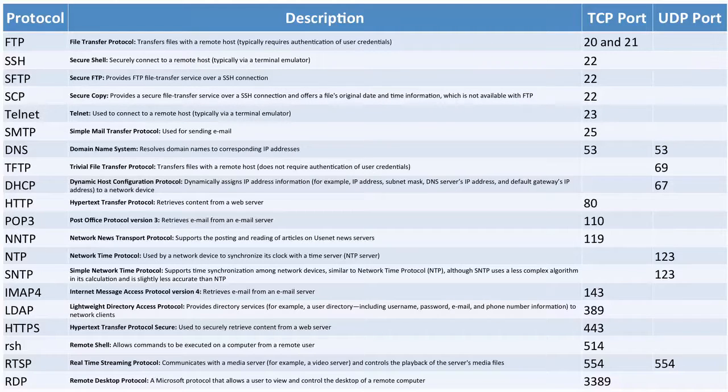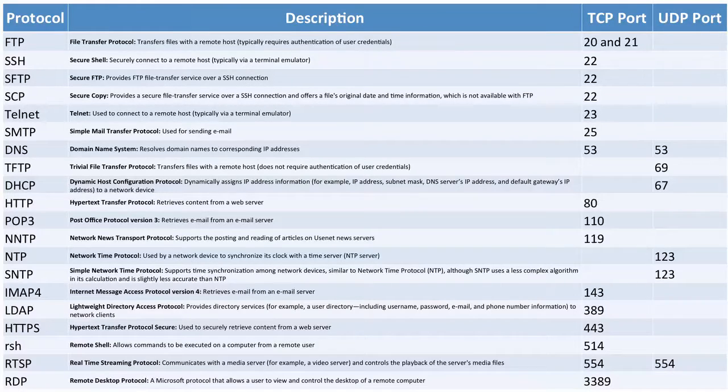IMAP4, however, can leave messages on the server. You can create folders on the server, and you can organize your messages on the server. So regardless of how you're connecting, via your PC or your laptop or your smartphone, you're going to be able to see the same repository of messages. You're not going to have some messages stored on this computer and other messages stored on that other computer.